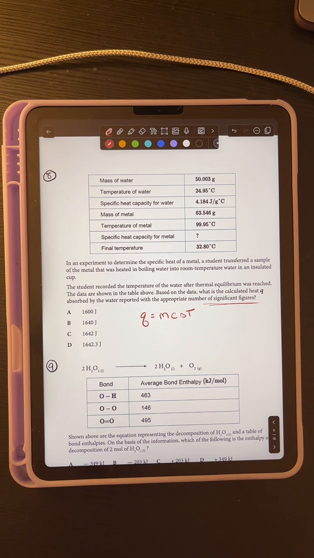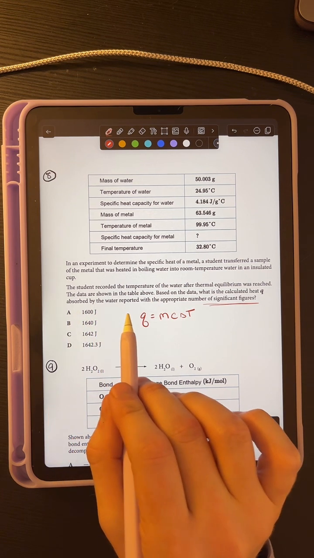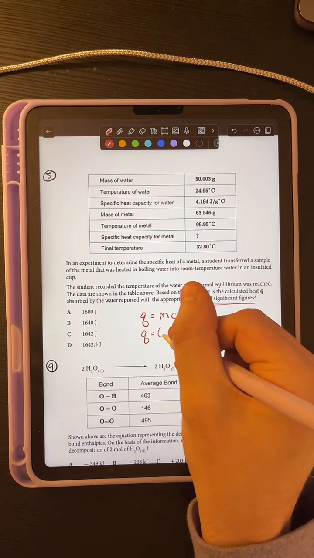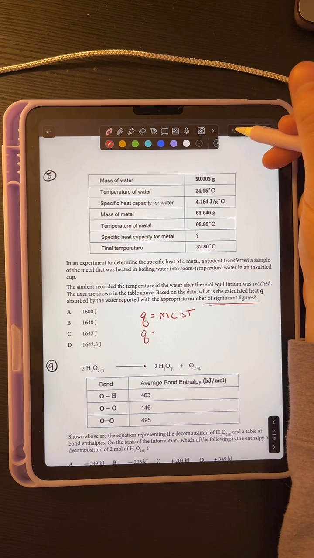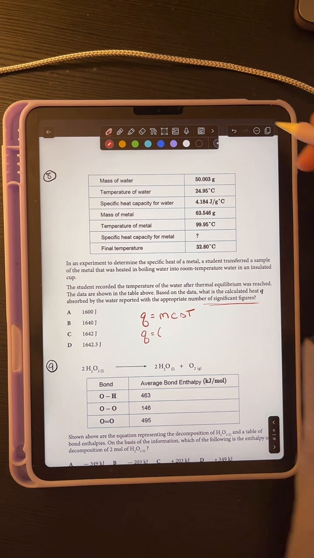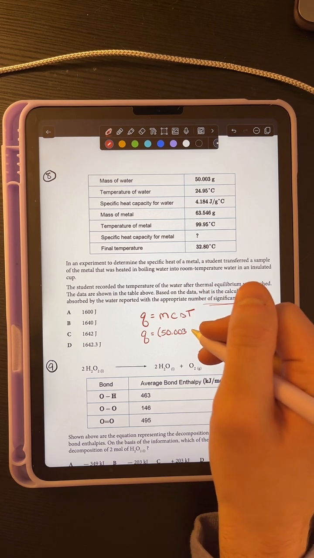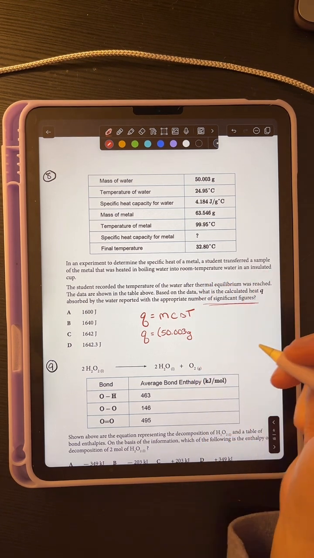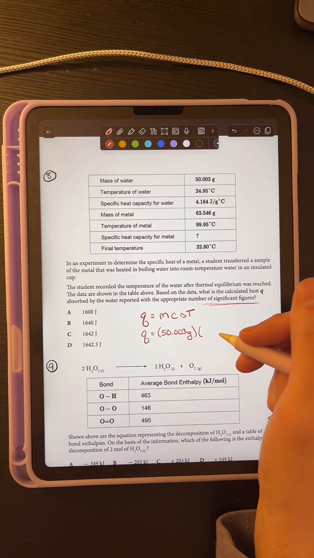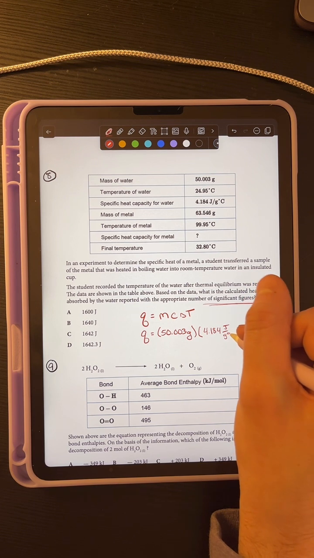In any case, so here we're going to talk about water. We're seeing what is absorbed by the water. So our heat, that's what we're looking for. Let's look at this table. We have our mass of our water, and then, so actually, let me go back here for a step. Actually, no, wrong problem. I was on the wrong sheet. So our mass of our water is 50.003 grams. And then we have our specific heat capacity of water. That is 4.184 joules per gram degree Celsius.